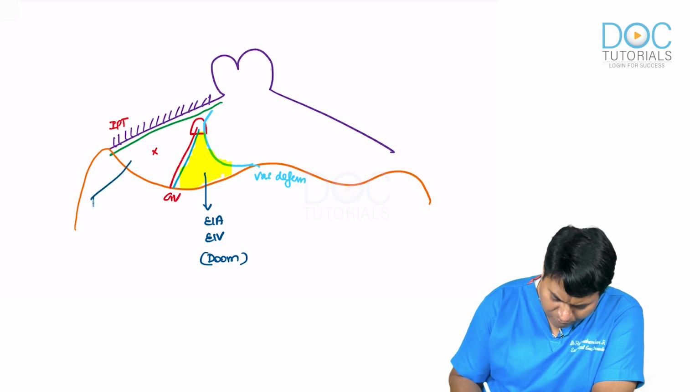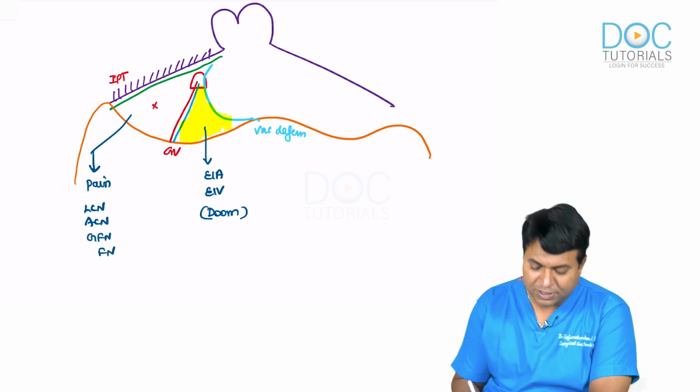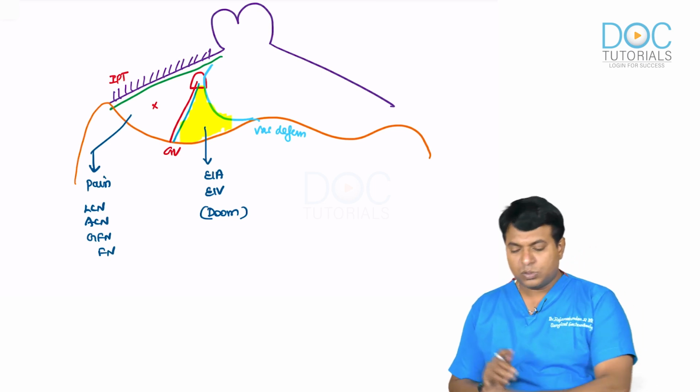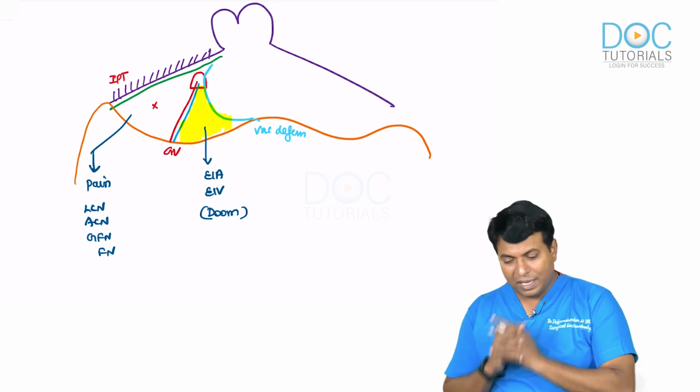This is the triangle of pain. The triangle of pain contains the lateral cutaneous nerve of thigh, anterior cutaneous nerve of thigh, genitofemoral nerve, and femoral nerve. These are the nerves seen in this triangle of pain. So these are two important triangles we deal with while keeping a mesh.